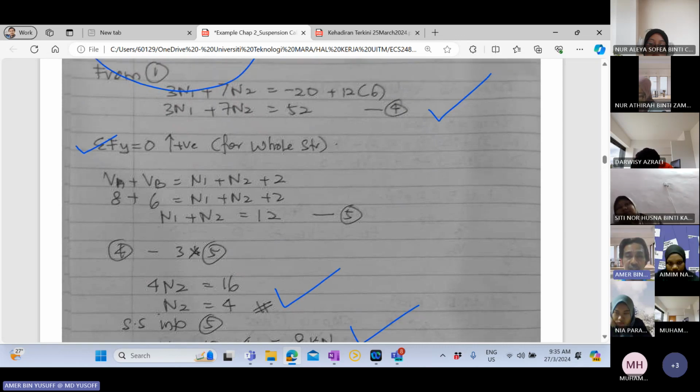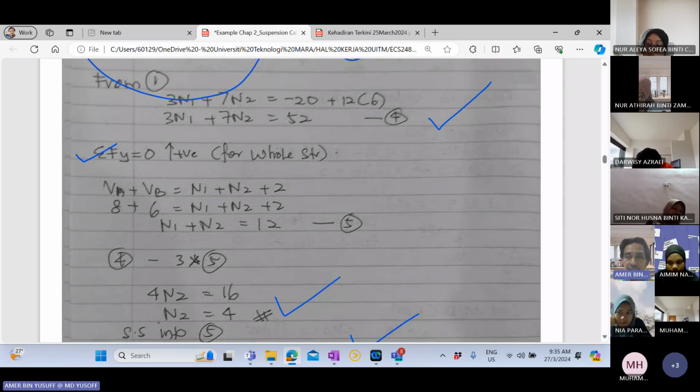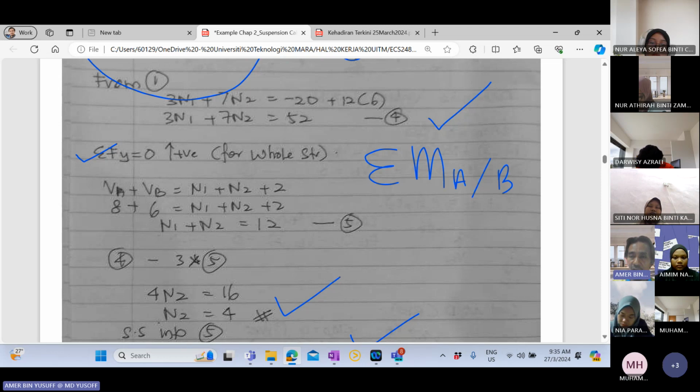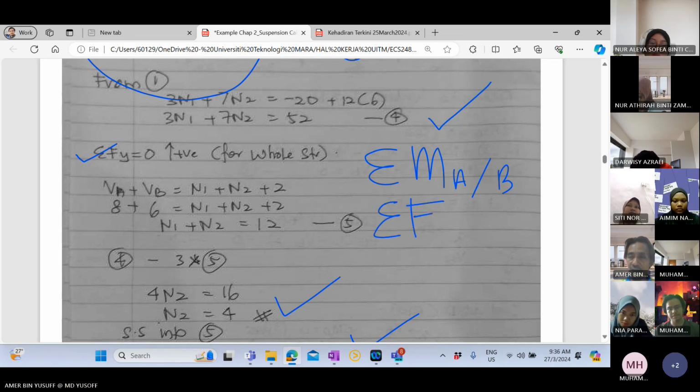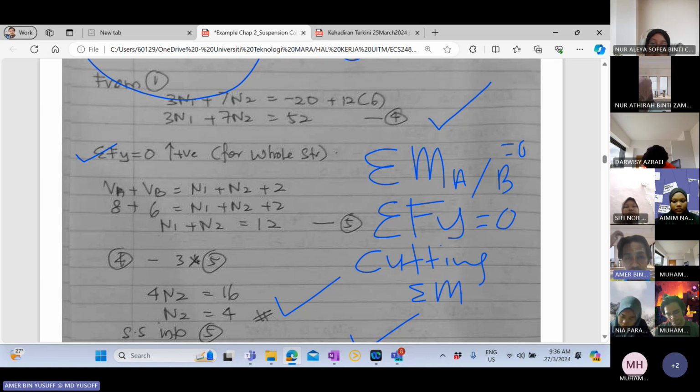Tapi, basically, the way how to solve, kita hanya menggunakan procedure, the same procedure with example number 1, which is summation of moment at support A or B, summation of force in Y, then we do the cutting, then kita calculate summation of moment at cutting. Kita pakai yang ini je.